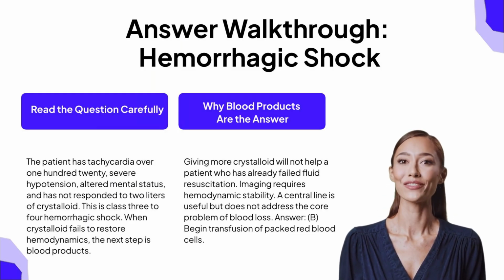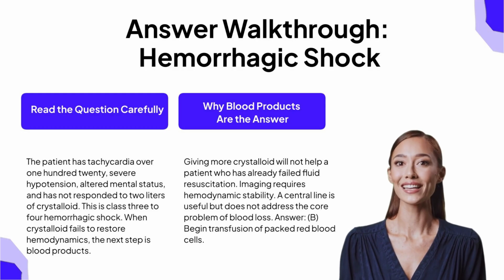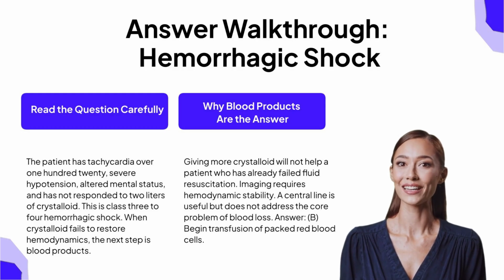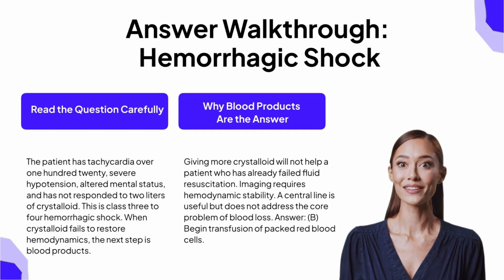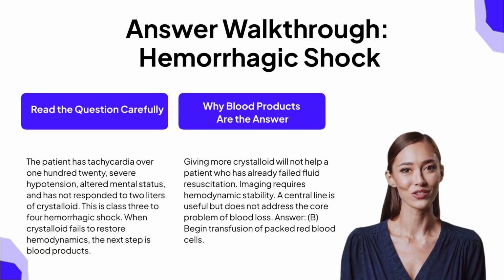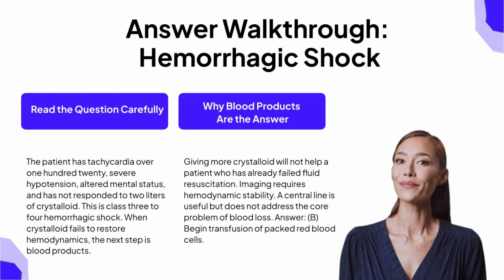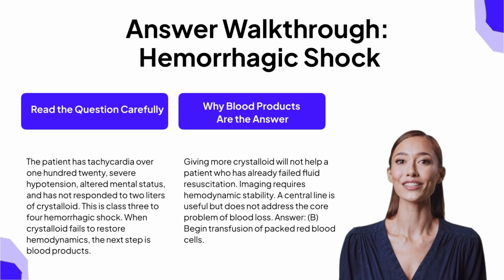Read the question carefully. The patient has tachycardia over 140, severe hypertension at 70/40, confusion, and she has not responded to 2 liters of crystalloid. This is class 3 to 4 hemorrhagic shock that is not responding to initial fluid resuscitation. Now, why are blood products the answer?